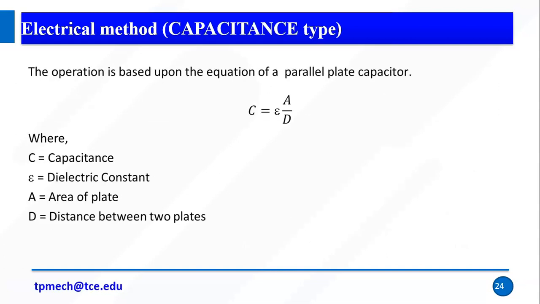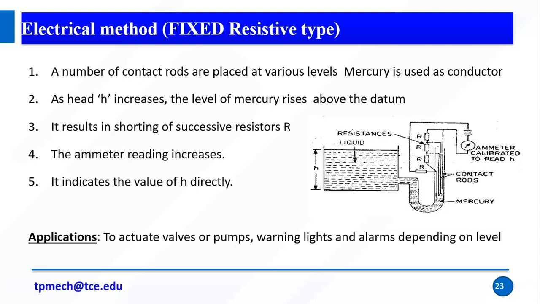So the principle is the formula: capacitance equals dielectric constant times area divided by the distance between two plates, right. The two plates here mean the level. So we are going to use this formula. So capacitance, we can find the value. Dielectric constant is a constant value. Area also we can measure, so that we can measure the distance between two plates. Then I can easily measure that distance as the level. This is the fixed resistive method.